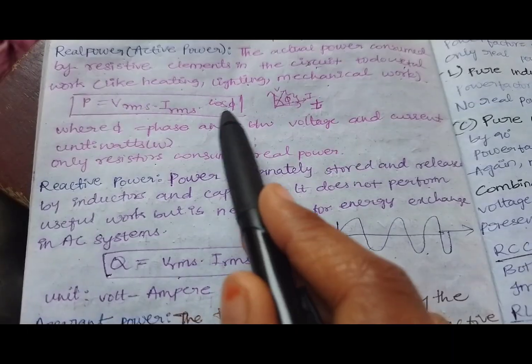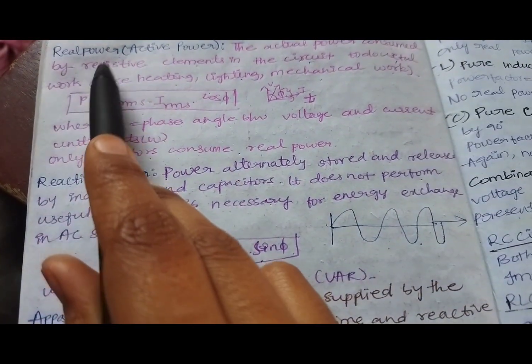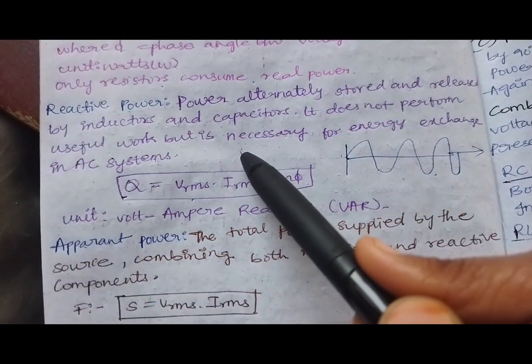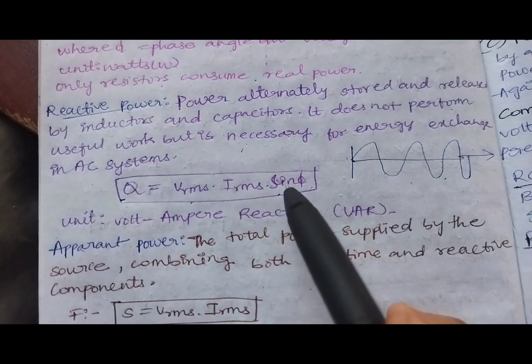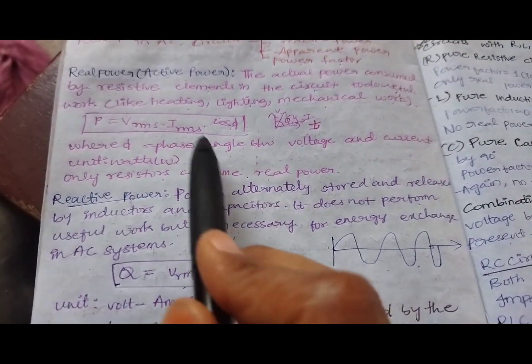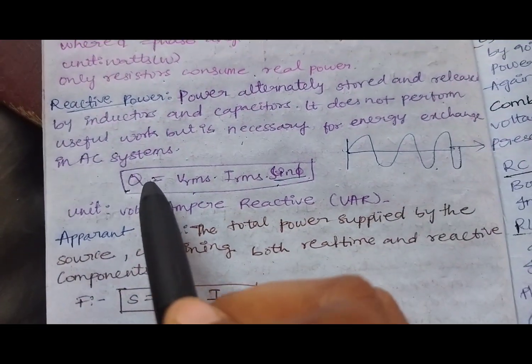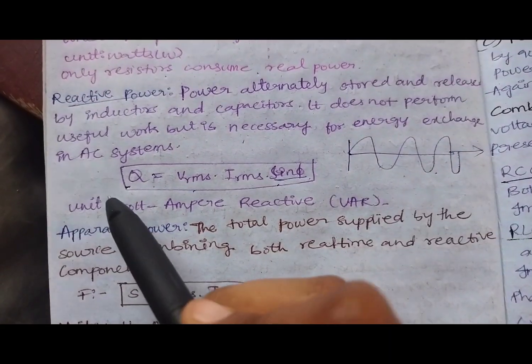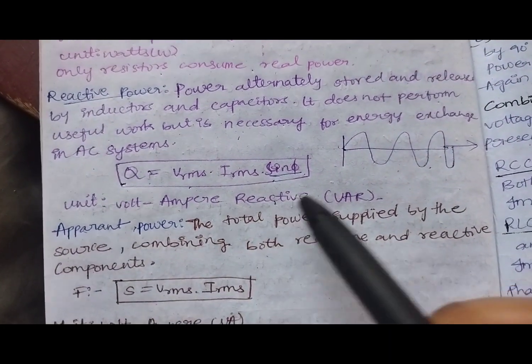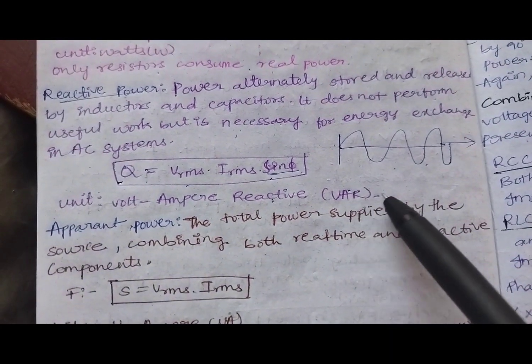The difference is with the angle format. For real power we use cos phi, and for reactive power we use sin phi. Real power is represented with P. Reactive power is represented with Q, and its unit is volt ampere reactive, also known as VAR.